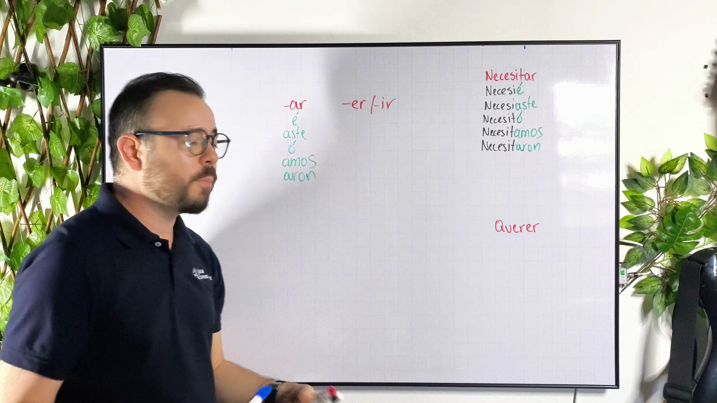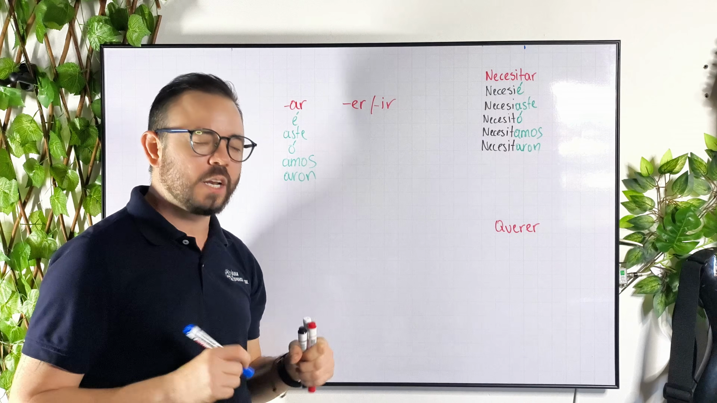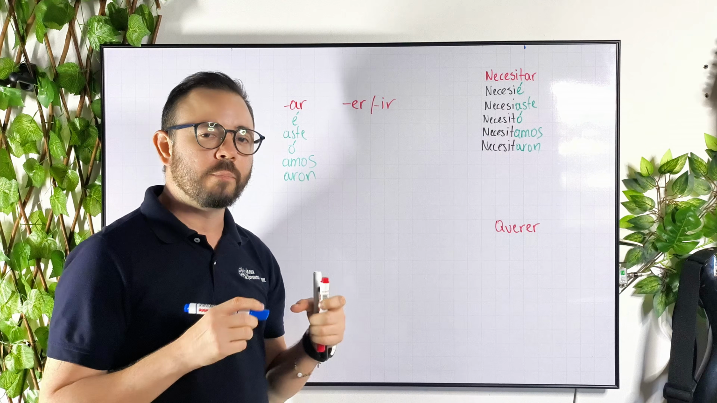Okay, now that we know necesitar, let's go with the verb querer. The verb querer is a little bit special because it's an irregular verb. That means it doesn't follow any logic, okay? So we just need to learn it by heart.